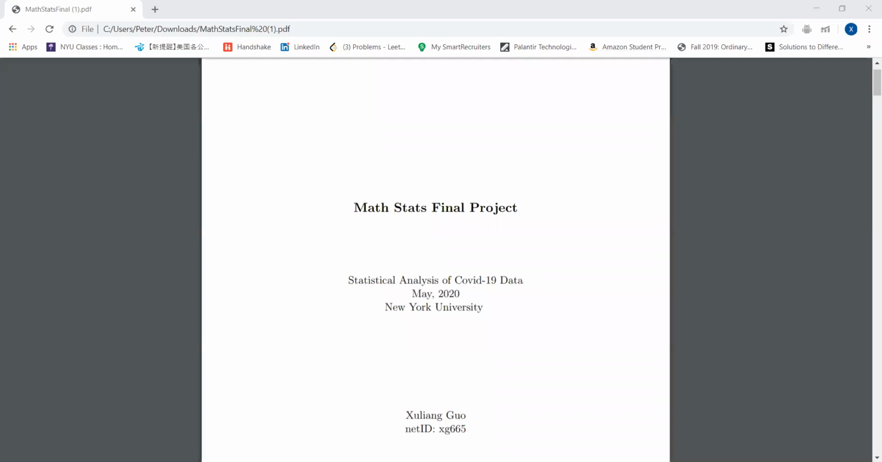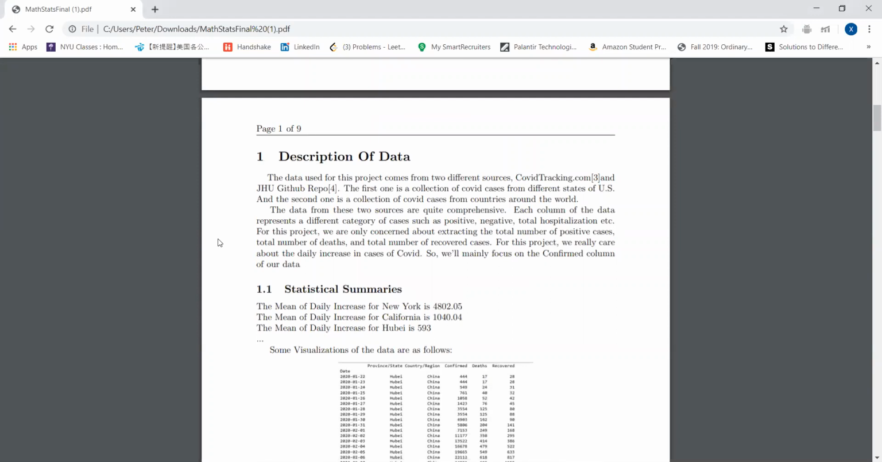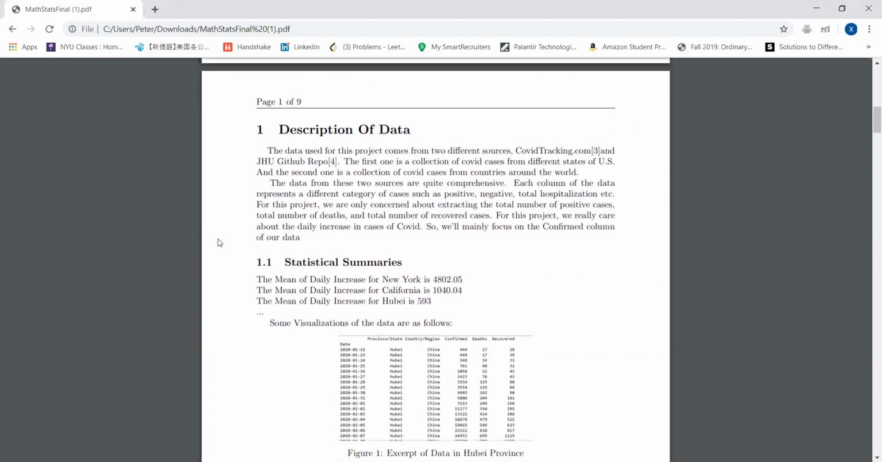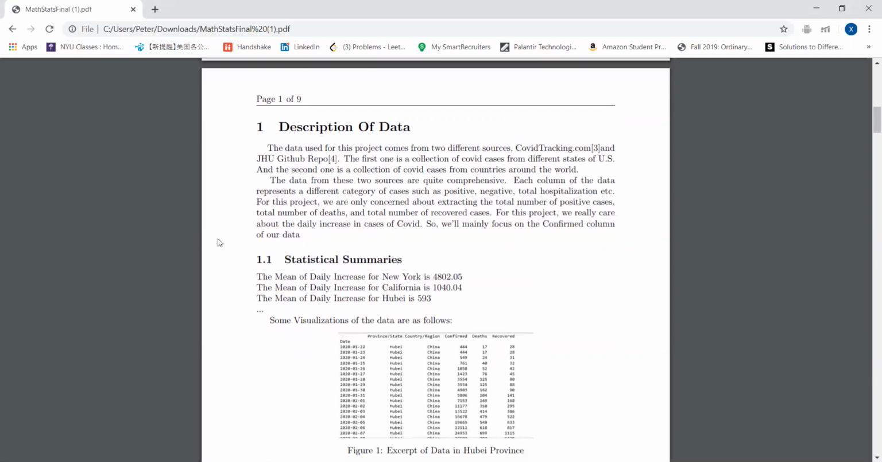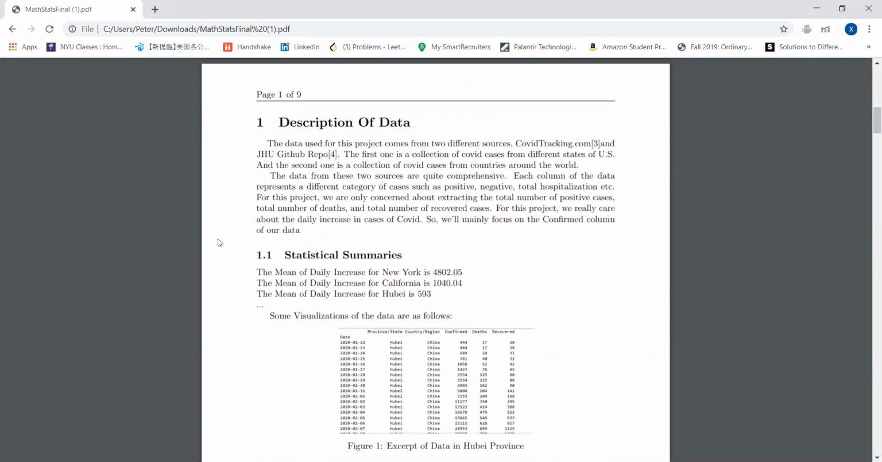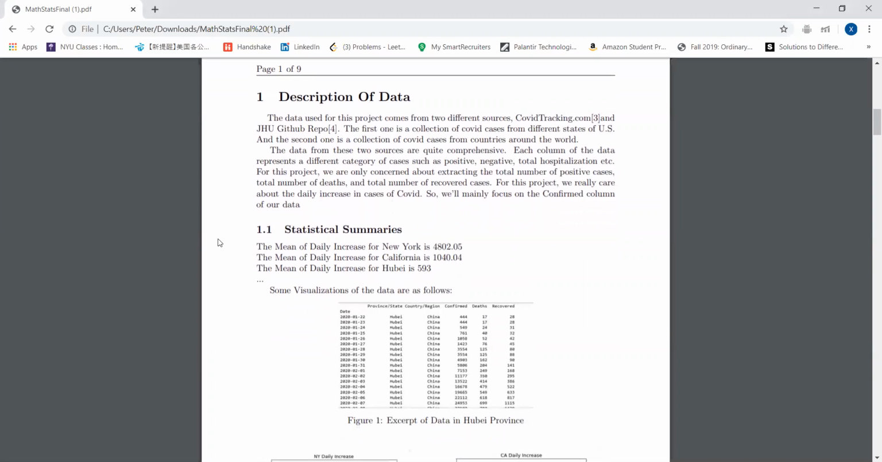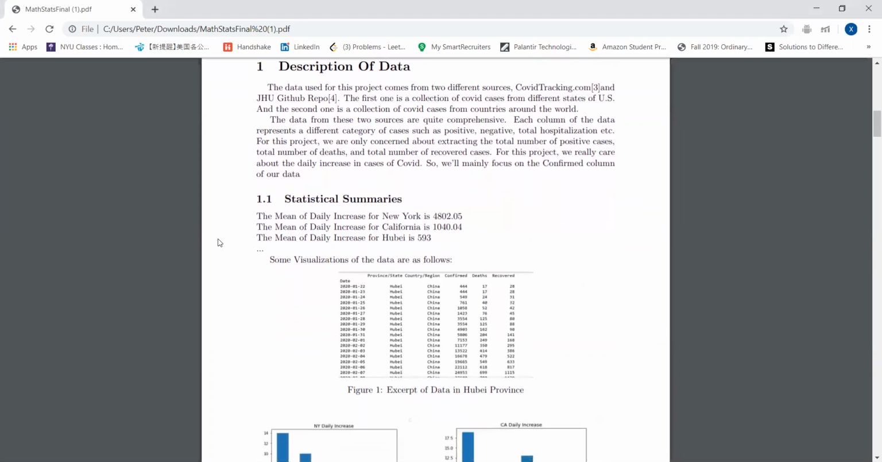Hello, this is my math stats final project presentation. Given the current situation that we are in, I thought it might be appropriate for me to do some analysis on COVID-19 data. The COVID-19 data that I got was from two different sources: one is from covidtracking.com and one is from the JHU GitHub repository. And here's a little summary of the data and some visualizations.